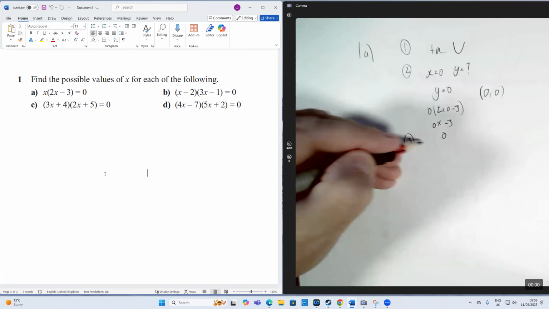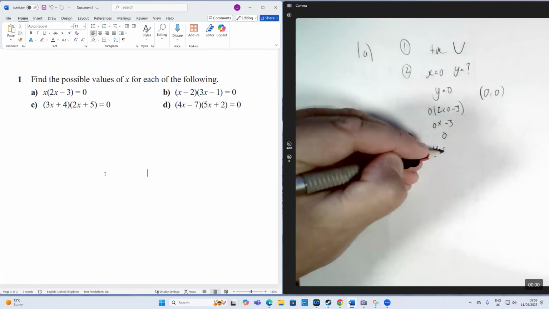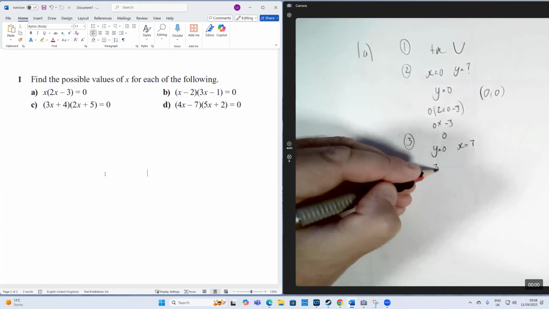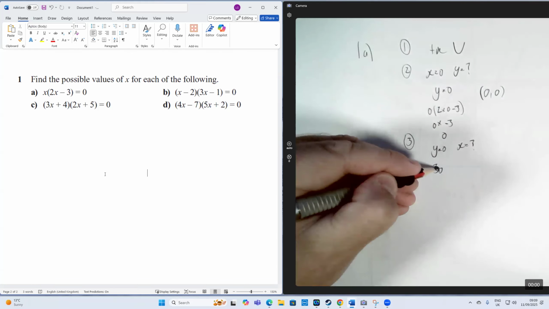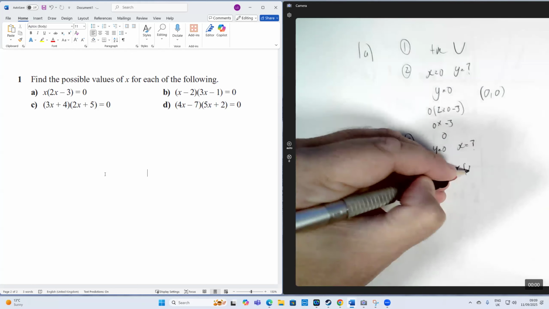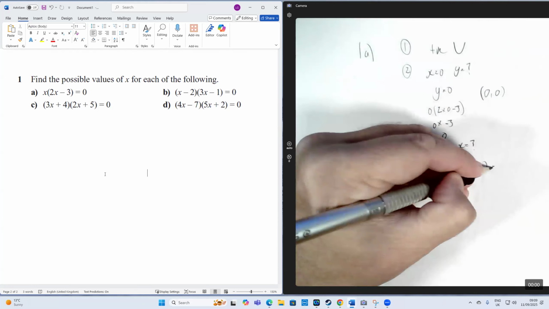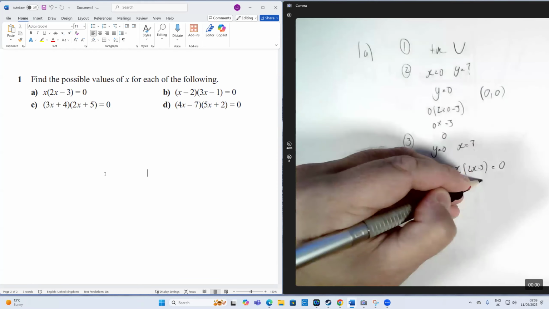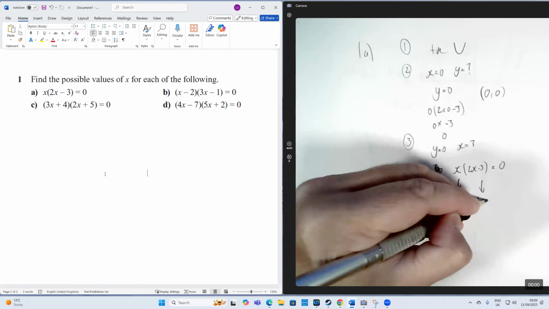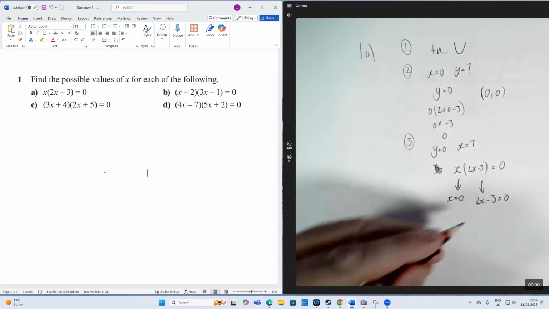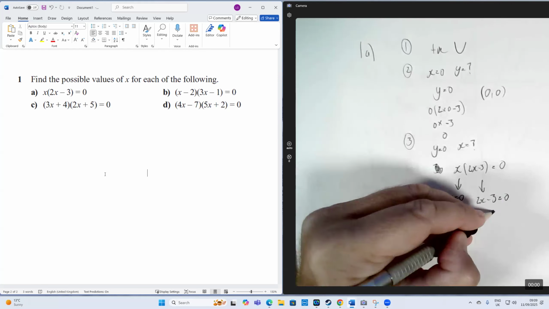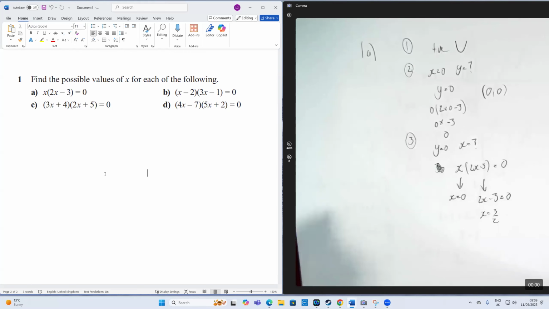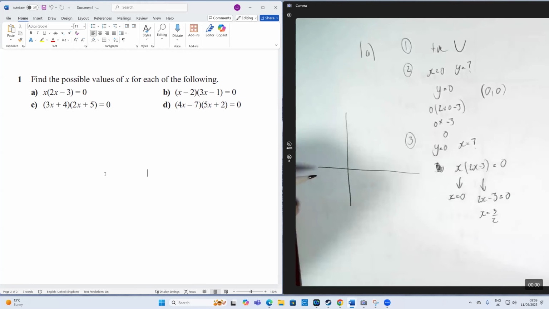And then number 3, we ask ourselves the question, when y is 0, what is x? And that means that we've got to think of x times by 2x minus 3 equals 0. So we need to think of either x is 0, or we need to think that 2x minus 3 is 0, which means that x would equal 3 over 2, because you add the 3 over to the other side and divide by 2. So we can bring all that information together now to draw our sketch.